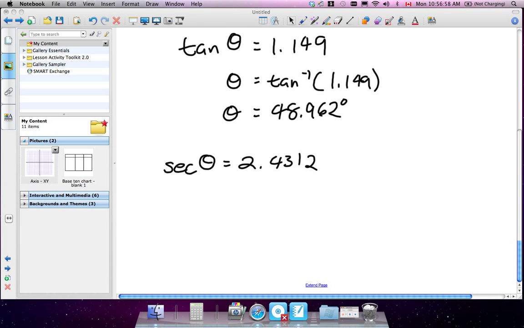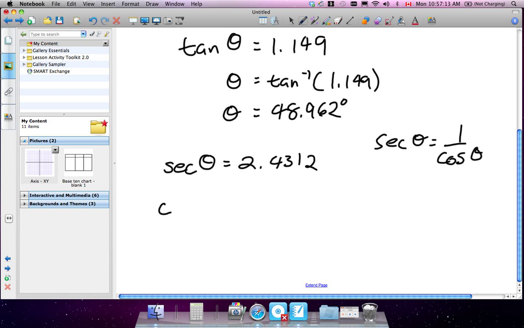So, first of all, what is secant equal to? 1 over cos. Yeah, so secant is equal to 1 over cos theta. Okay, so how would I change this around so my calculator can deal with it? 1 over 2.432. So this becomes cos theta equals 1 over 2.432. We just do the inverse of the above.